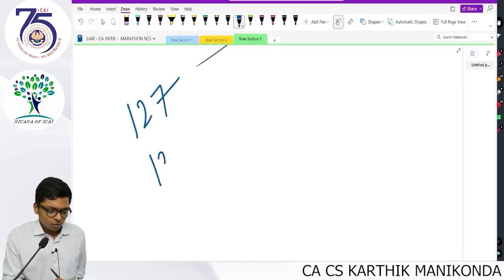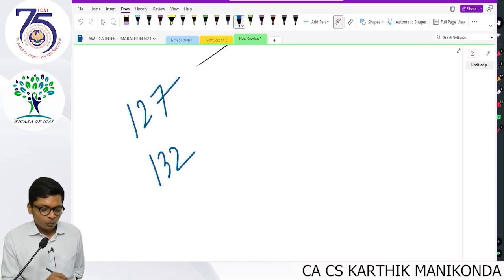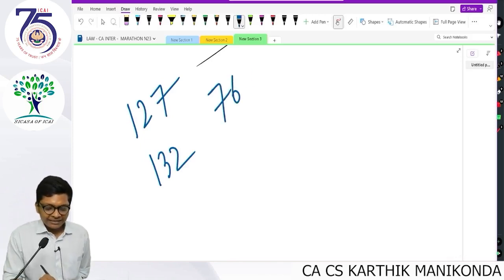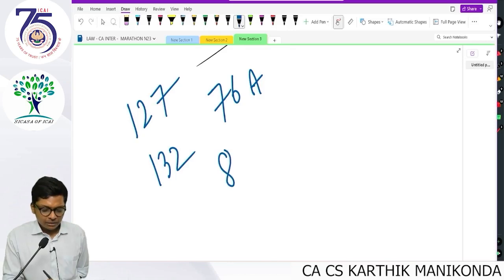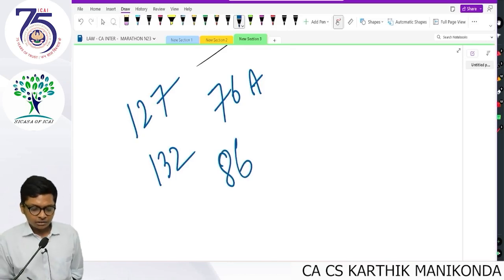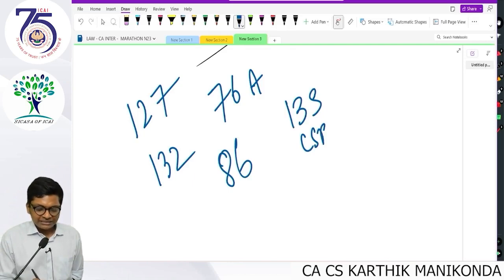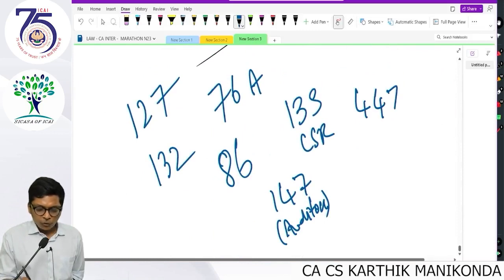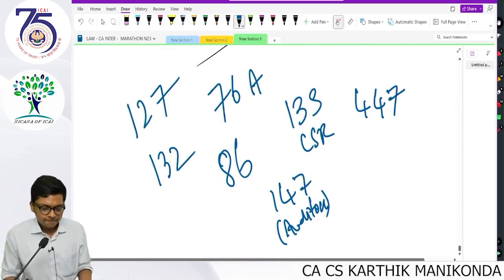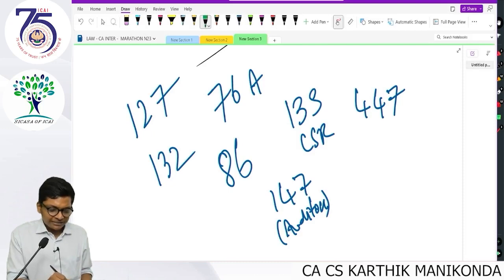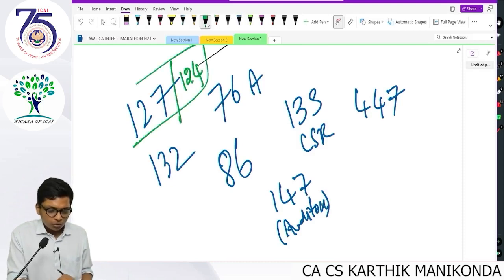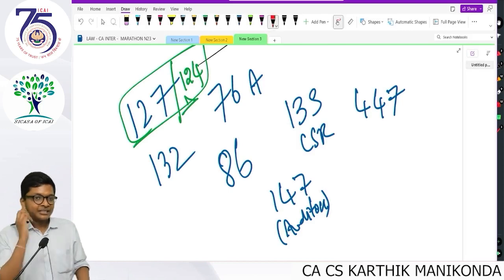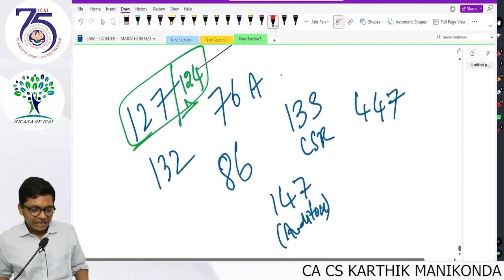127, 132 NFRA, 127 dividend, 76A deposits, 86 charges, 135 CSR, 147 auditor, what we just saw, 447. With 127, you can also include 124 because it got amended. The penalty in 124 got amended.